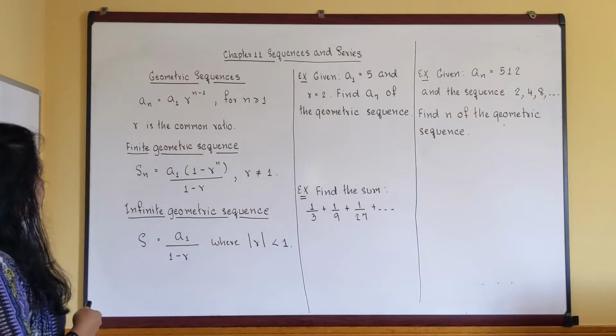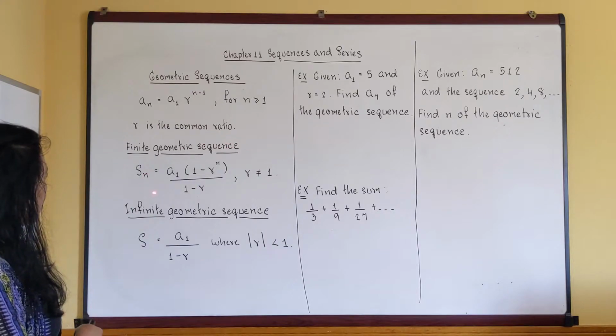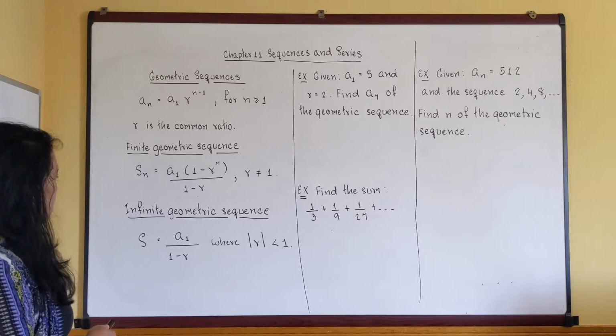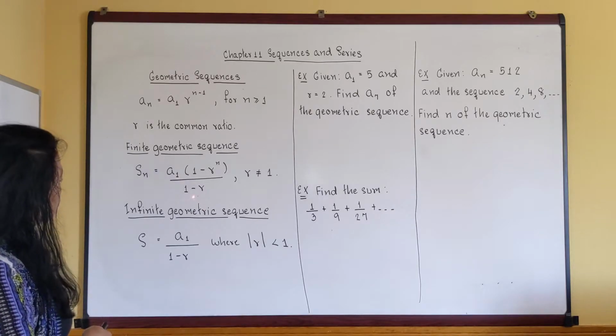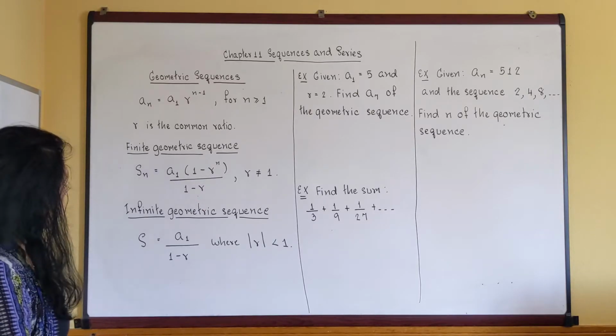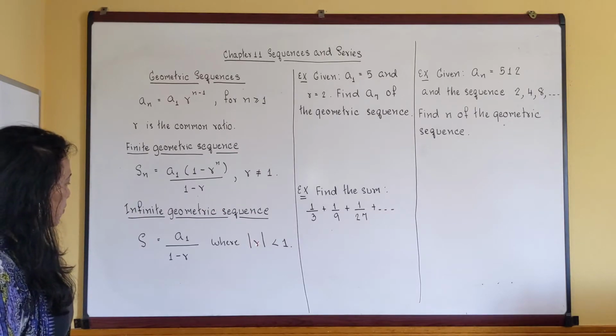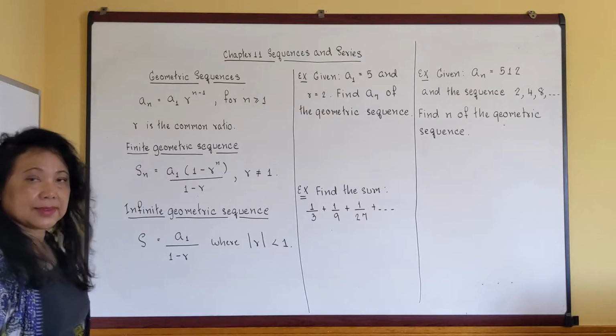Now, for the finite geometric sequence, the sum is this formula, and r cannot be 1, because if r equals 1, the denominator would be 0, it would be undefined. For an infinite geometric sequence, the absolute value of r should be less than 1.